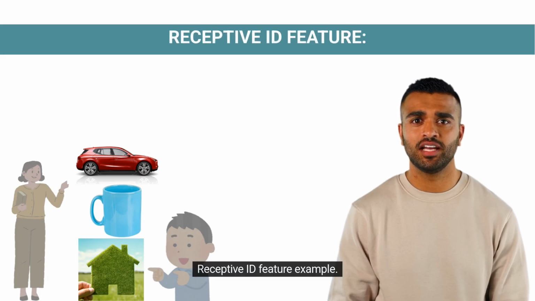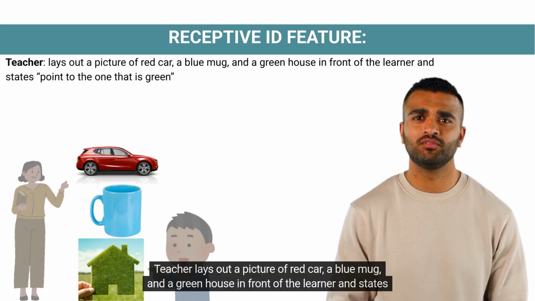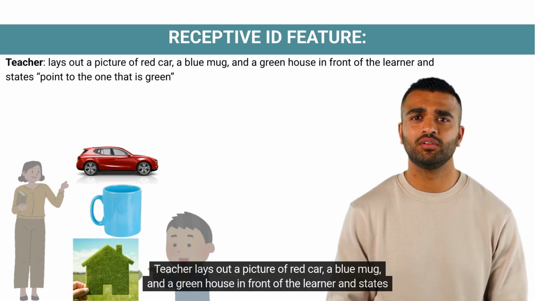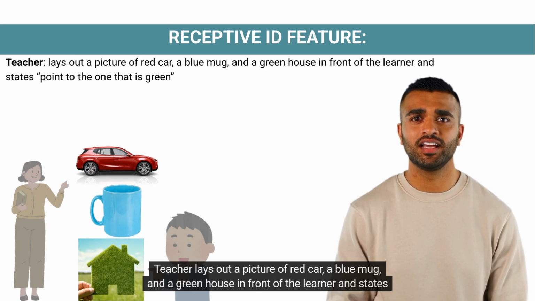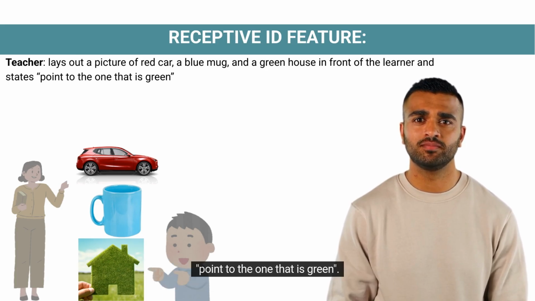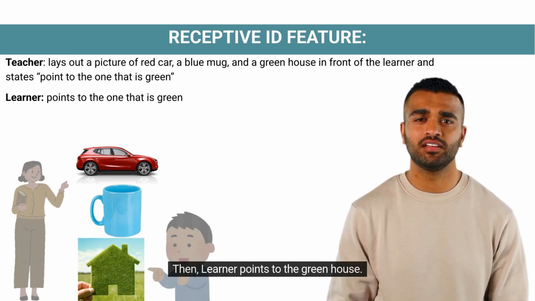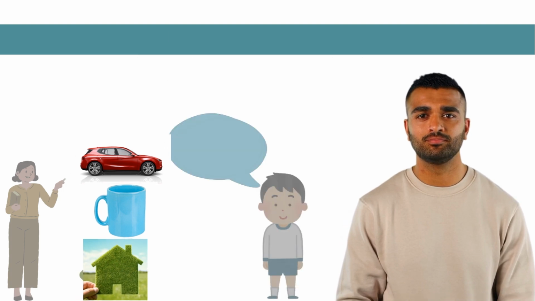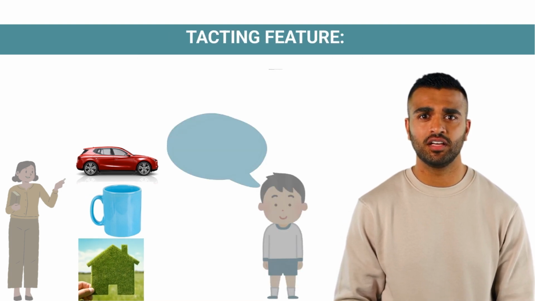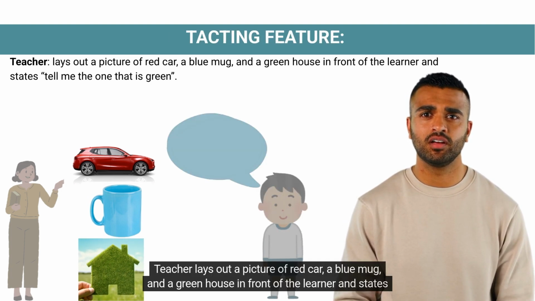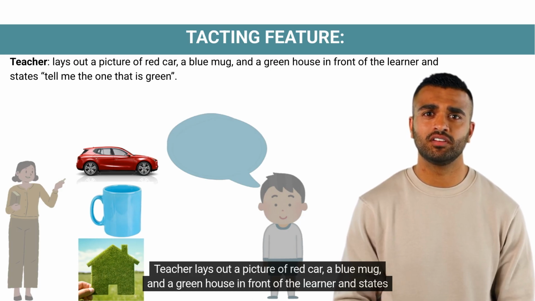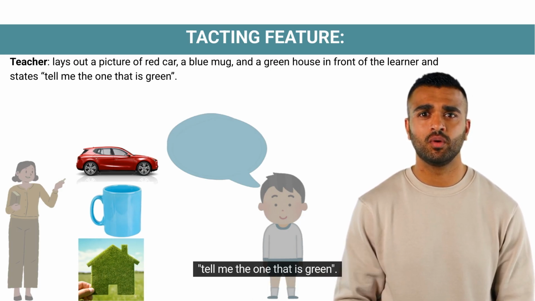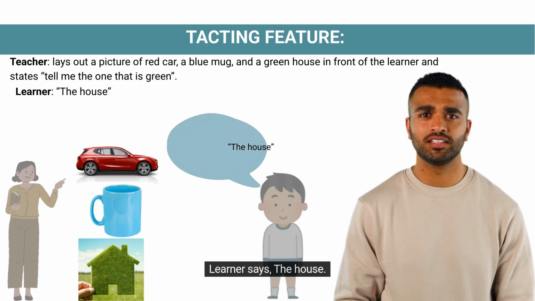Receptive ID feature example: teacher lays out a picture of a red car, a blue mug, and a green house in front of the learner and states, point to the one that is green. Then learner points to the green house. Example of tacting feature: teacher lays out a picture of a red car, a blue mug, and a green house in front of the learner and states, tell me the one that is green. Learner says, the house.